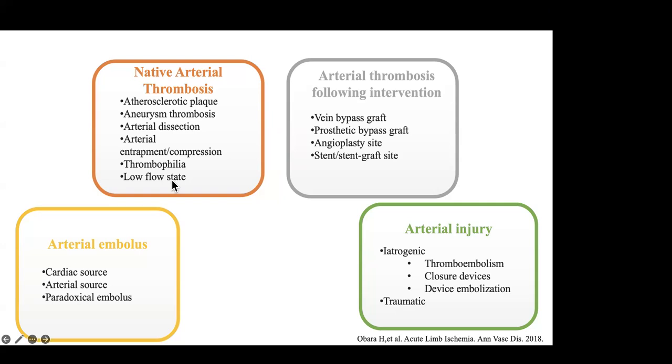Concluding the etiology: native arterial thrombosis, which includes plaque dissection and hypercoagulable states, and embolus, which could be from a cardiac, arterial, or paradoxical embolus. The other includes injury. These can be either iatrogenic or traumatic. Iatrogenic can be usually the occlusion occurring at the access site, which can be a complication of again a vascular or cardiac diagnostic or interventional procedure.